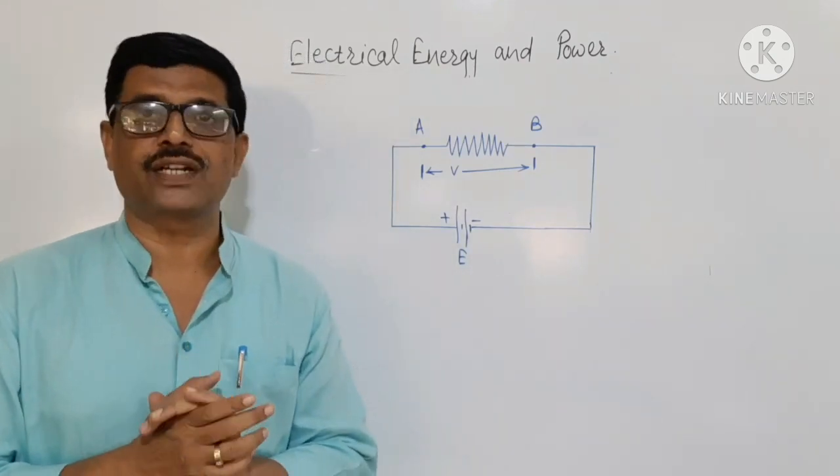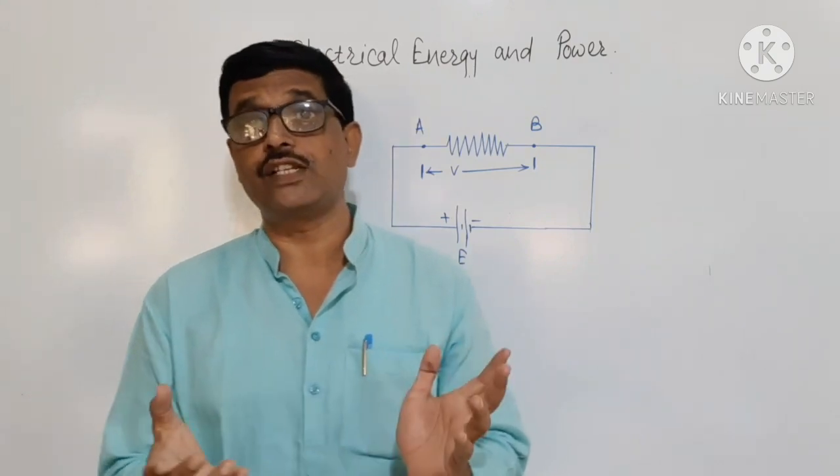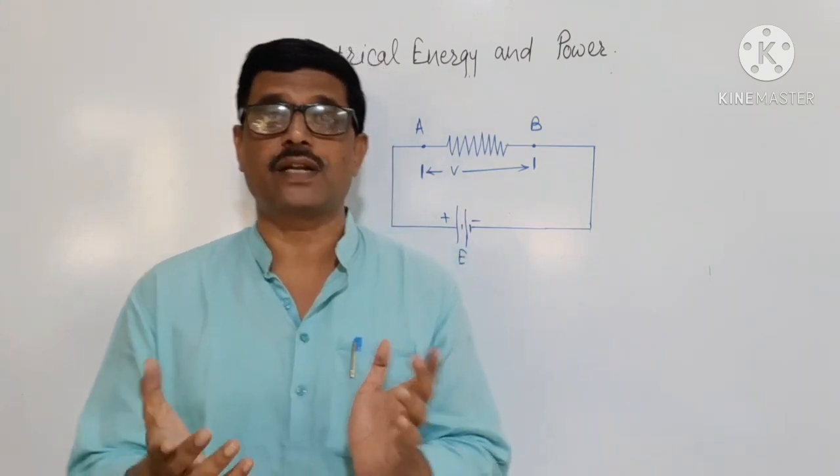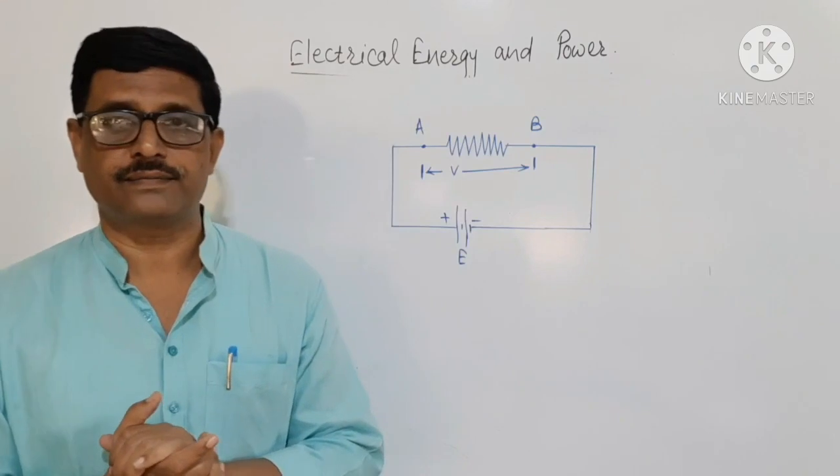Therefore, current flowing through the conductor is directly proportional to the potential difference across the ends of the conductor. This is Ohm's law.